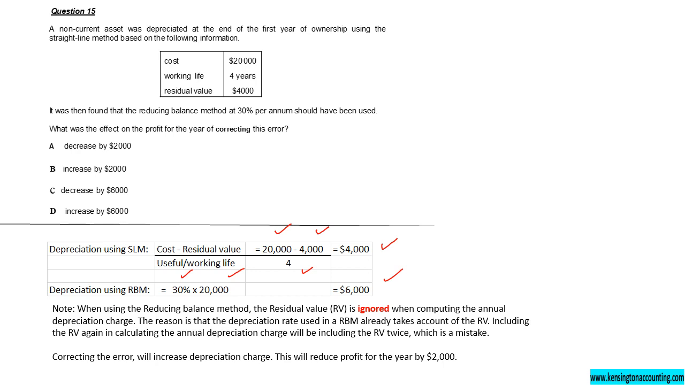Therefore, what was the effect on the profit for the year of correcting this error? When you correct the error, the depreciation will increase by 2,000. When the depreciation increases by the 2,000, the profit will go down by 2,000. Therefore, the answer is A.